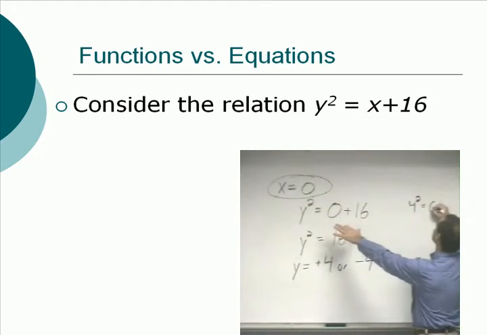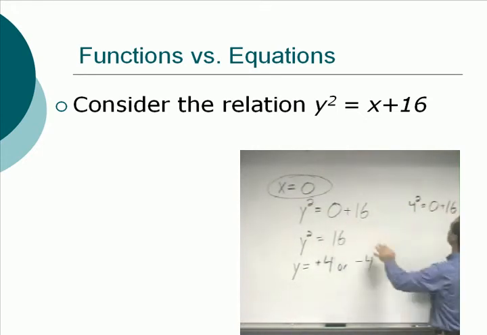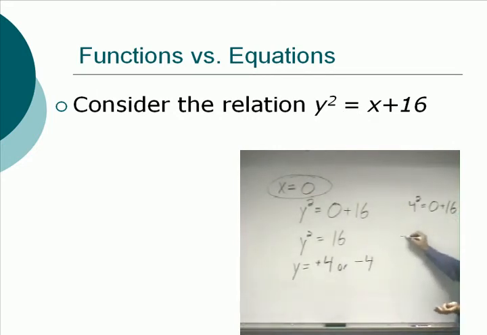That makes it true because 4 squared equals 0 plus 16. That's true. But some of you could have said, oh, well, why not negative 4? Negative 4 squared equals 0 plus 16. That's also true. Okay? So since there was two values of y that work, there's two different outputs, two different answers. No, it's not a function.